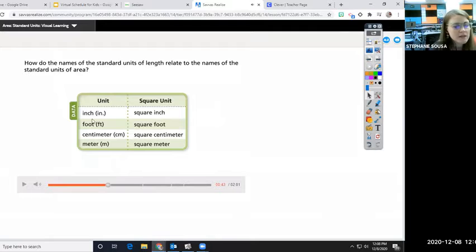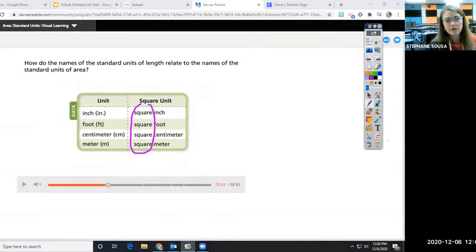How are these related? So take a look. An inch, when we're working on area, is called a square inch. A foot, when we're talking about area, is called a square foot. A centimeter, when we are talking about area, is called a square centimeter. A meter, when we are talking about area, is called a square meter. What do you notice is inside of area, and how are they related? What's inside of area? Over and over and over again, what do we see?